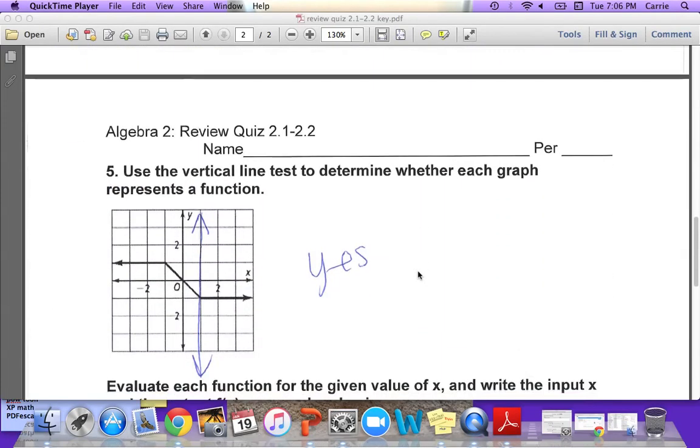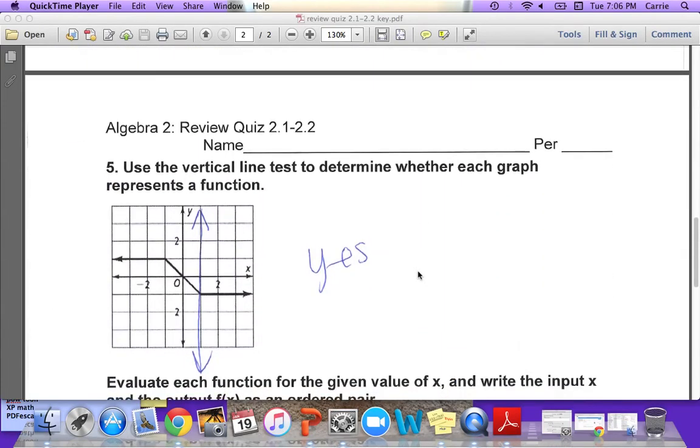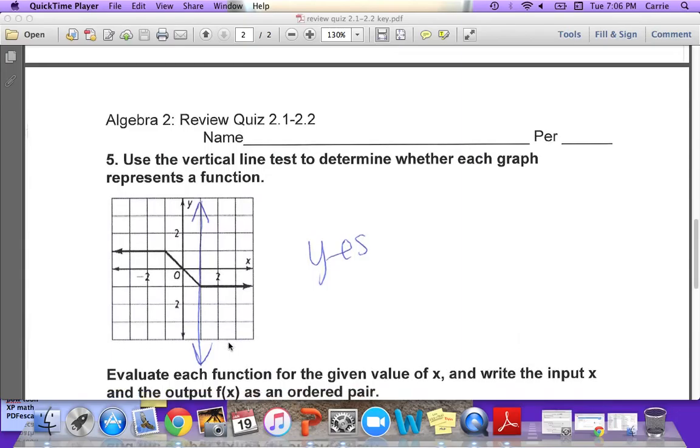Go ahead and flip it over using the vertical line test. So remember, a vertical line is a straight up and down line represented by this blue line here. Since anywhere we put it on this function, it will only hit it once, that does make it a function. If it hits it more than once, then it will not be a function.